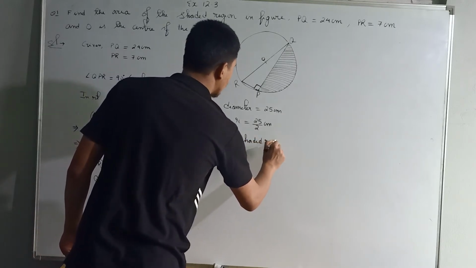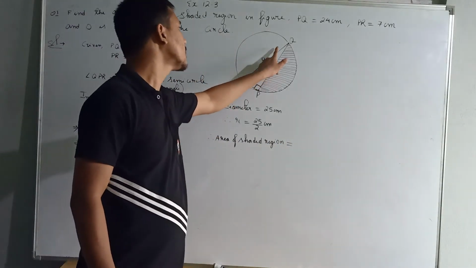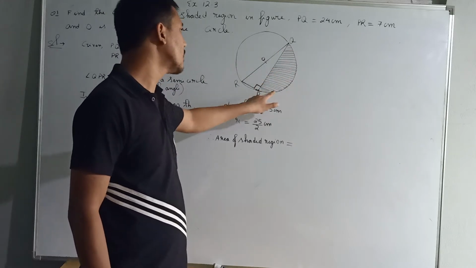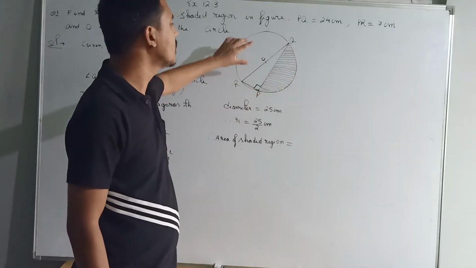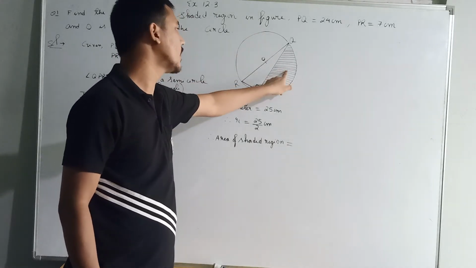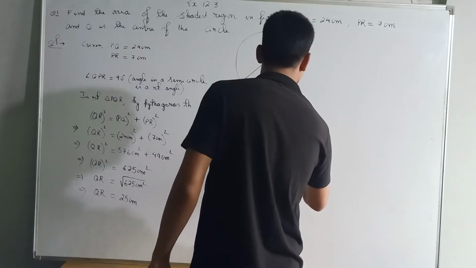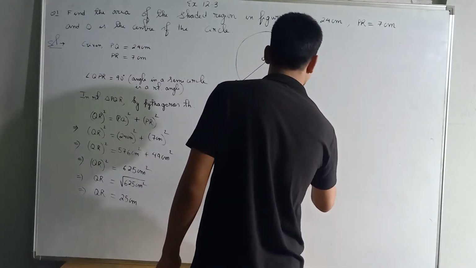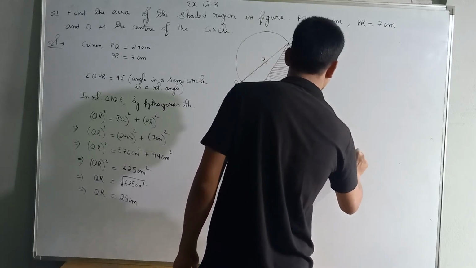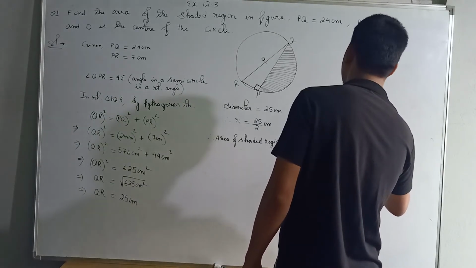Therefore, your area of the shaded region will be from the area of the semicircle. This OQPR is your semicircle. So from this semicircle, if we subtract the area of this triangle, then we get the area of the shaded region. So area of shaded region means area of semicircle minus area of triangle PQR.